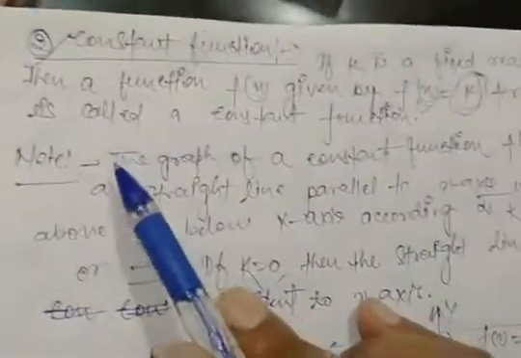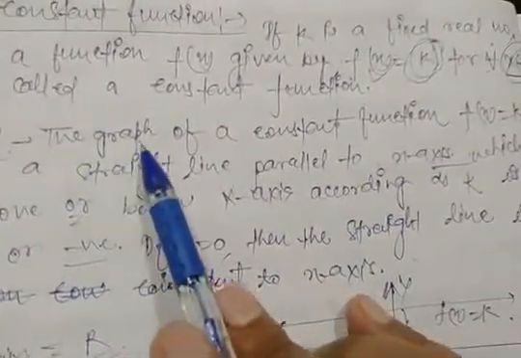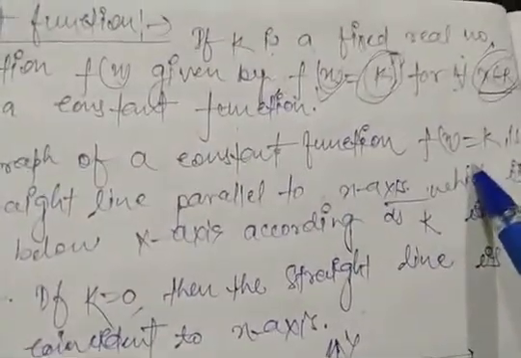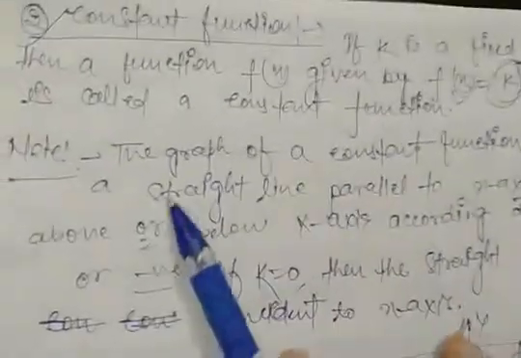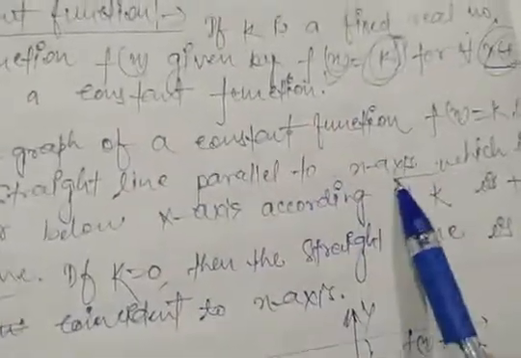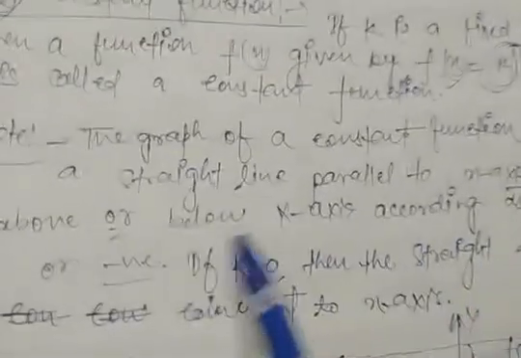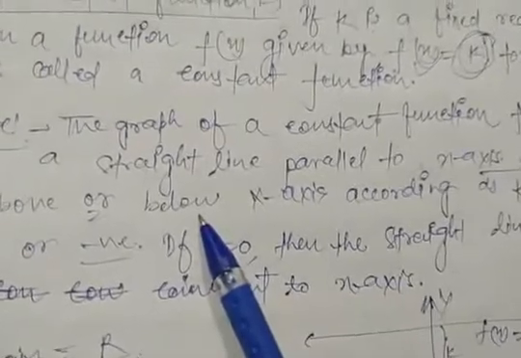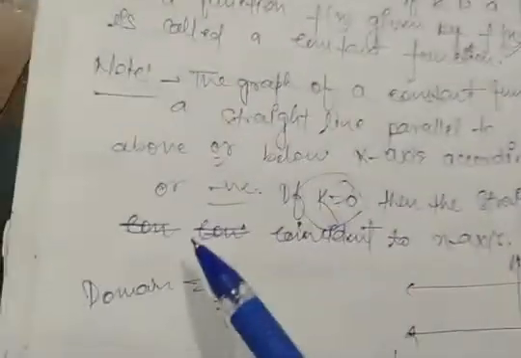One important thing is that the graph of a constant function f(x) = k is a straight line parallel to the x-axis, which is above or below the x-axis according as k is positive or negative, and if k is equal to 0, then the straight line coincides with the x-axis.